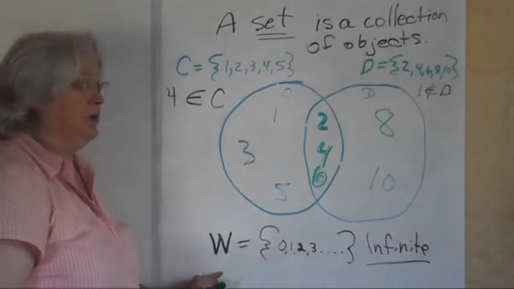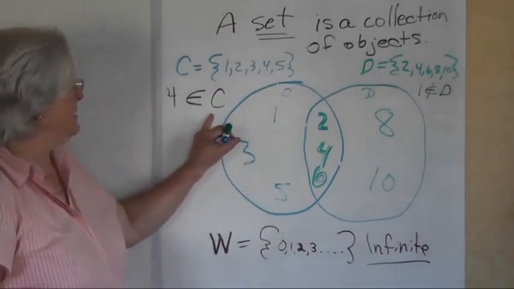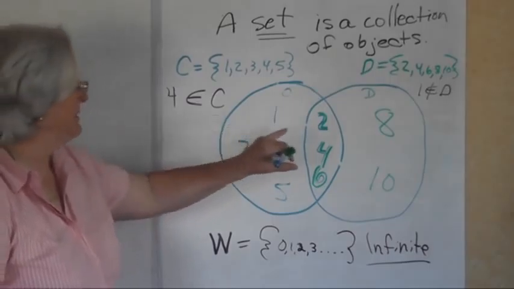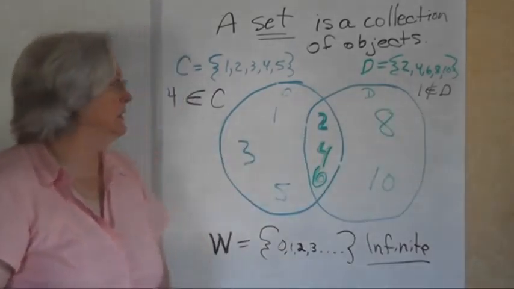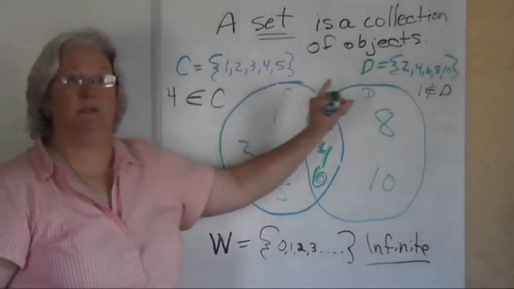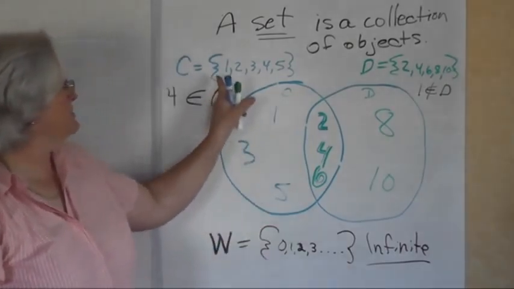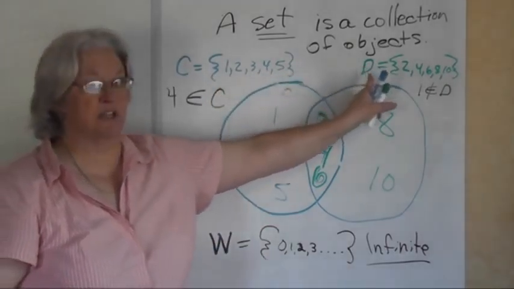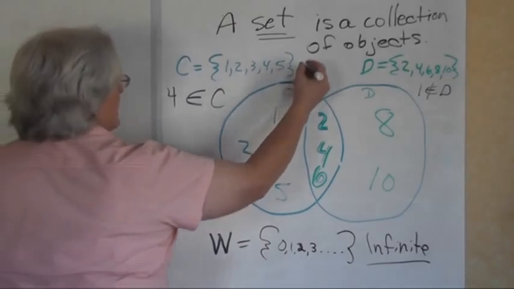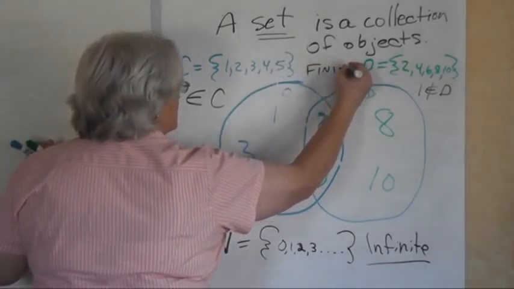Well, if W is an infinite set, is C an infinite set? Is D an infinite set? Well, duh. Can you never get to the end of the elements contained in those sets? Well, no. You simply have 5 elements in each set. So both of these sets are defined to be finite, which is the opposite of infinite.